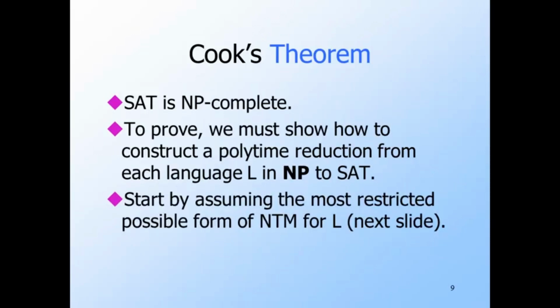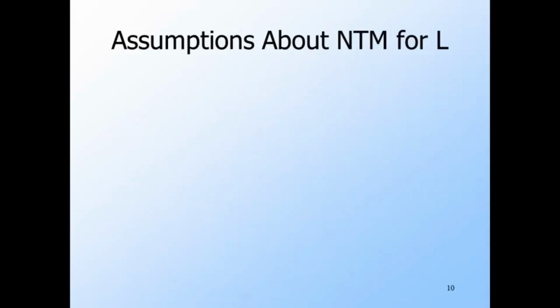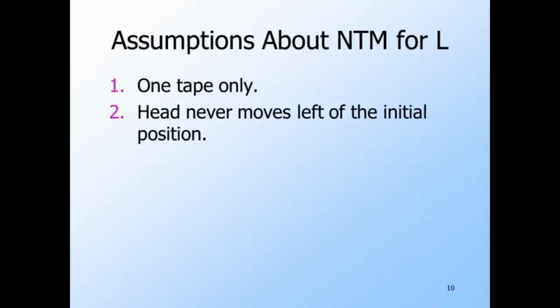To make the reduction from these Turing machines to SAT easier, we're going to make some restrictions on the Turing machine, but only restrictions we can assume without losing any of the problems in NP. That is, every problem in NP has one of these machines, which we'll describe on the next slide. The restrictions we make are the following. First, that the non-deterministic machine has only one tape, and that the head never moves left of its initial position.